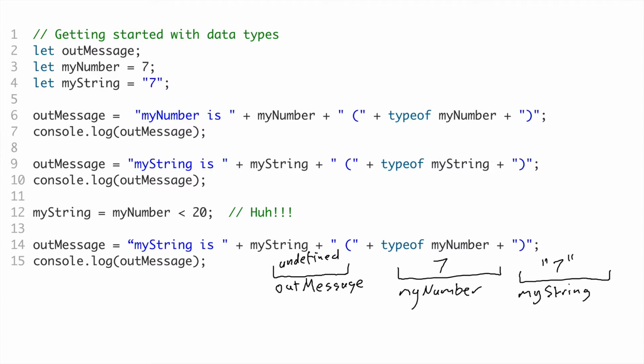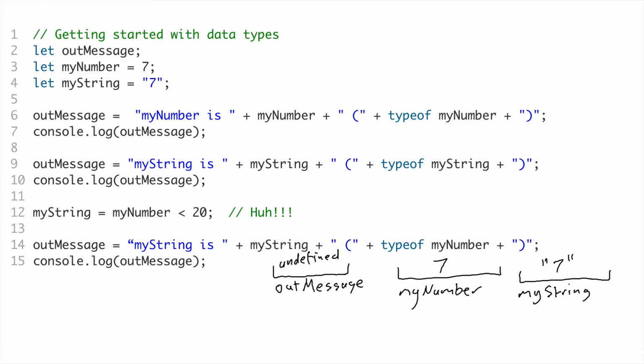We would expect that for outMessage, its type would be undefined, the same as what its value looks like. In the case of myNumber, we expect this to be a number. In the case of myString, we expect this to be a string. And it's worth pointing out, our variable names have no impact on what data types can or can't be stored in there. So let's have a look at this. If we were to execute line 6, we would be storing a string that says myNumber is 7 and in brackets number into our variable outMessage.